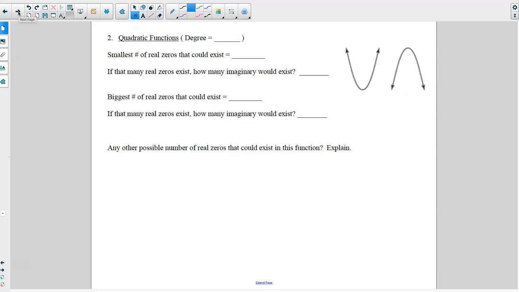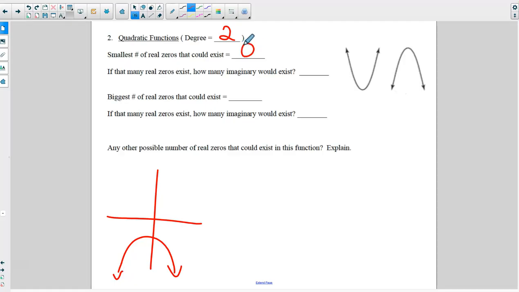Yes, it's degree 2. So we have 2 examples up here, 2 graphs of it, but I'm going to change it up a little bit. This is the smallest number of real zeros that could exist. I could have a quadratic that looks like this. How many times did I cross the x-axis? 0. So the smallest number could be 0.